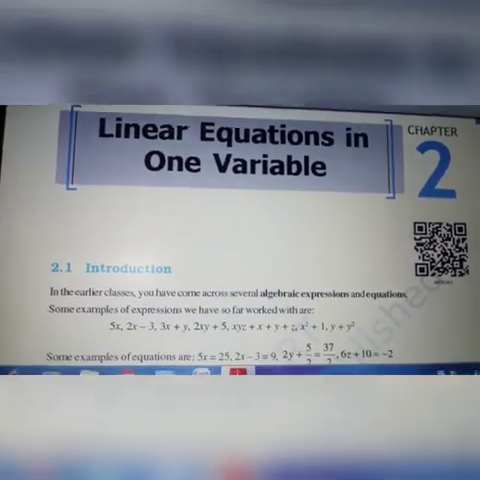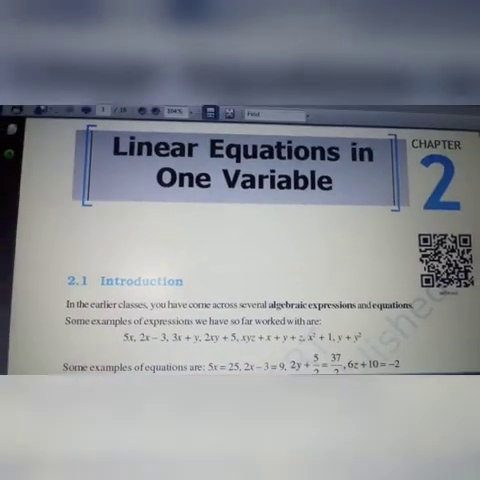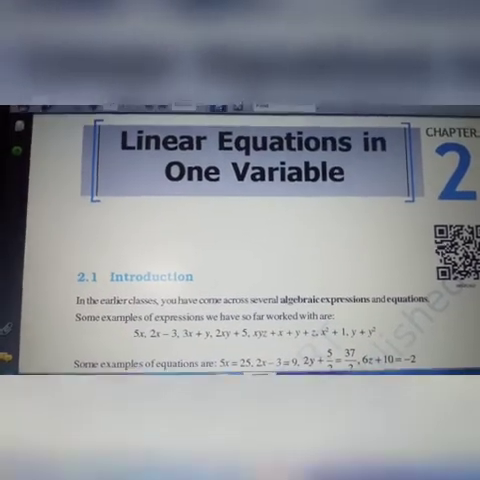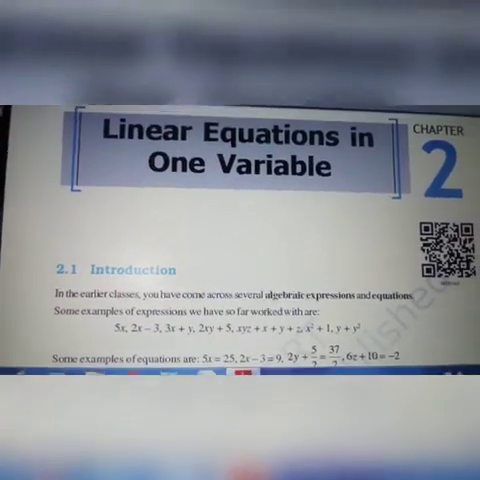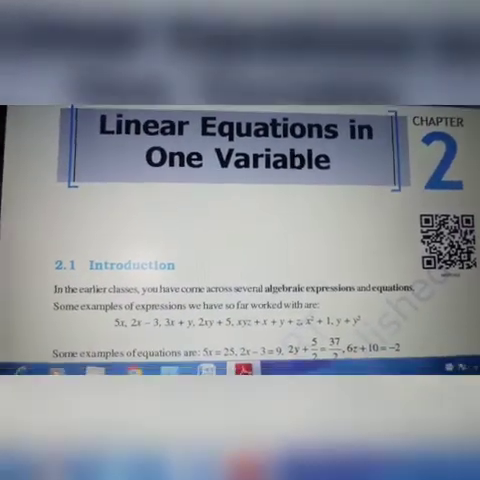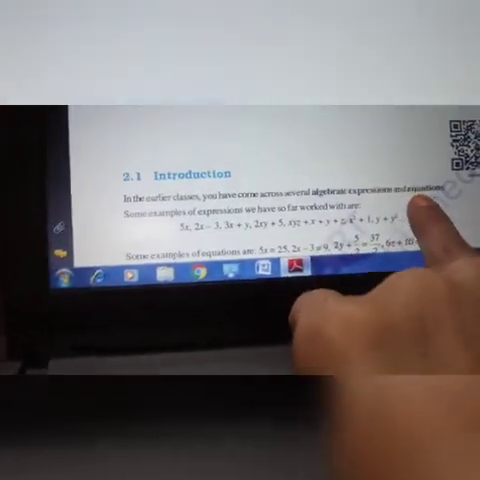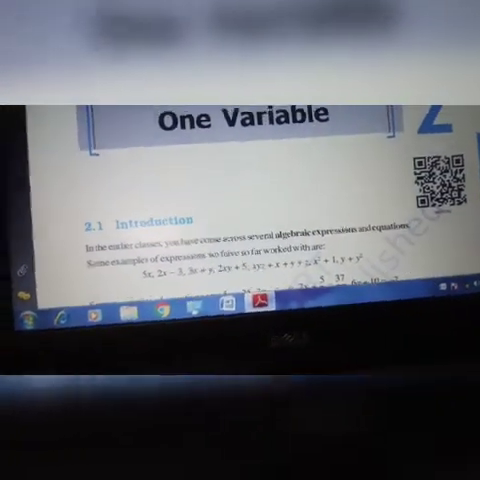Equation, what is the condition of the equation? It should have an equal to sign along with the variables, constants and operators. But equal to sign is a must. Okay. Then they have explained what is the difference between algebraic expression and equations.